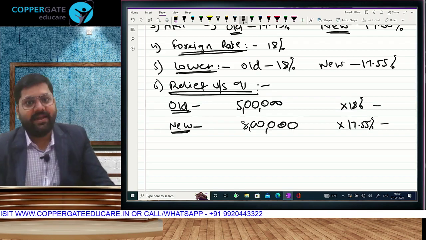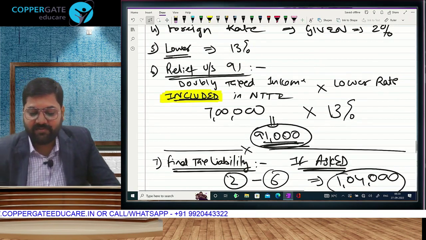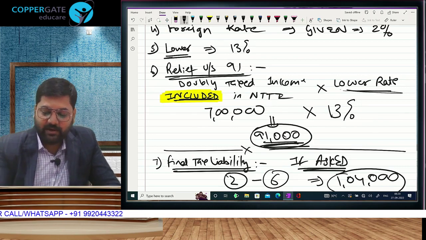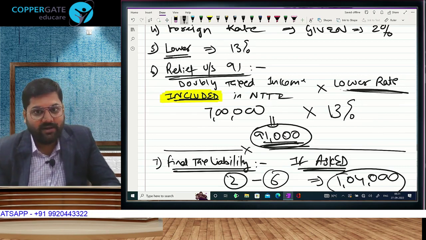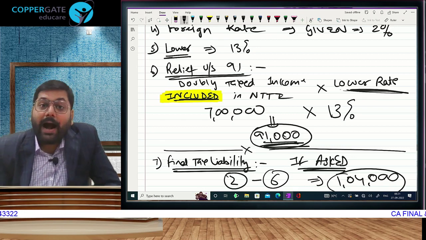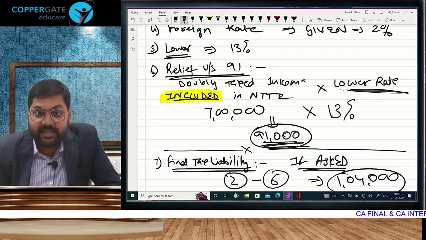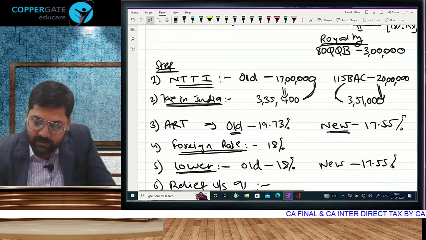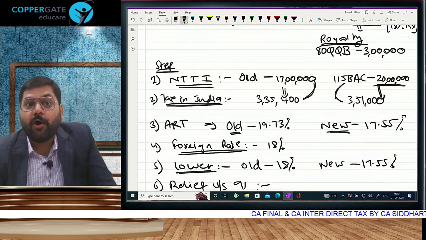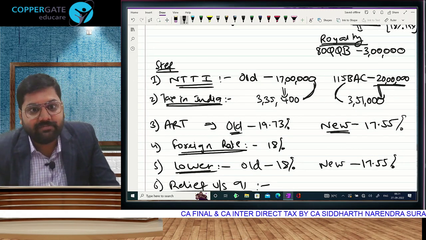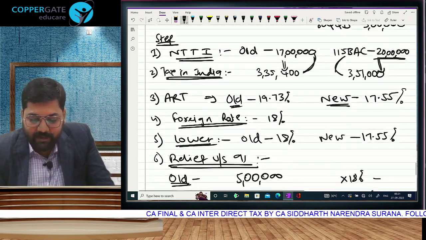5 lakh. And why? If you come back to my example 1, in words I taught you the relief calculation. Doubly taxed income included in NTTI, into the lower rate. See, for old as well as new, we have taken the lower rate, at least that is not a problem. Indian or foreign, whichever is lower, regime by regime. When I am calculating my income as per new regime, is the full 8 lakh a part of my NTTI? In the new regime my NTTI is 20 lakh. So the full 8 lakh of foreign income is included in 20. That means on the full 8 lakh of foreign income I am suffering tax. So in the new regime I am taking the full 8 lakh.